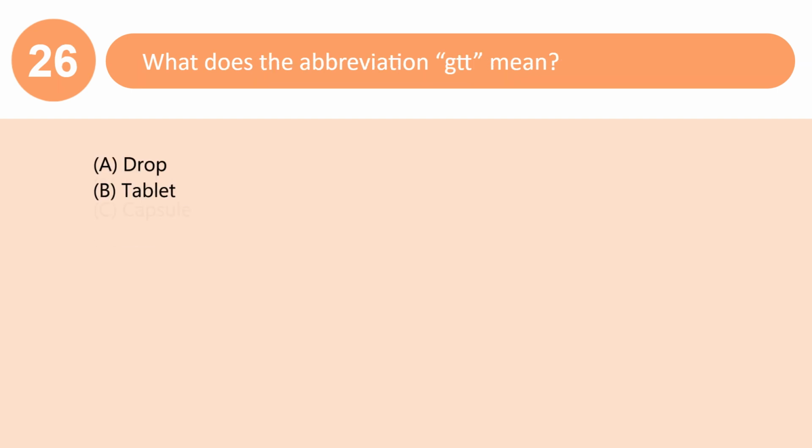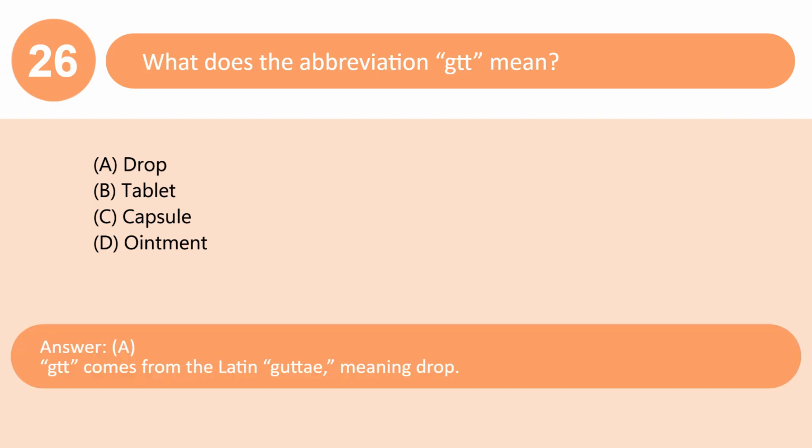What does the abbreviation GTT mean? A. Drop. B. Tablet. C. Capsule. D. Ointment. Answer A. GTT comes from the Latin gutta, meaning drop.